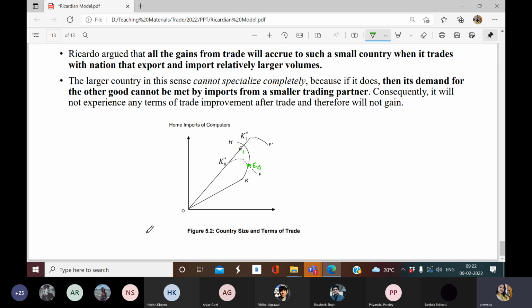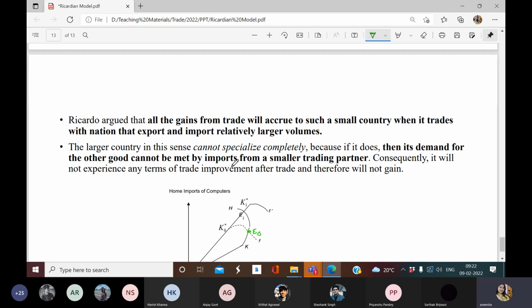Okay, so what will happen if you now argue that the foreign country is completely specialized in computer? See, if the foreign country is completely specialized in computer, first of all, as we are discussing, its domestic demand for textile cannot be satisfied by the home country's export supply.